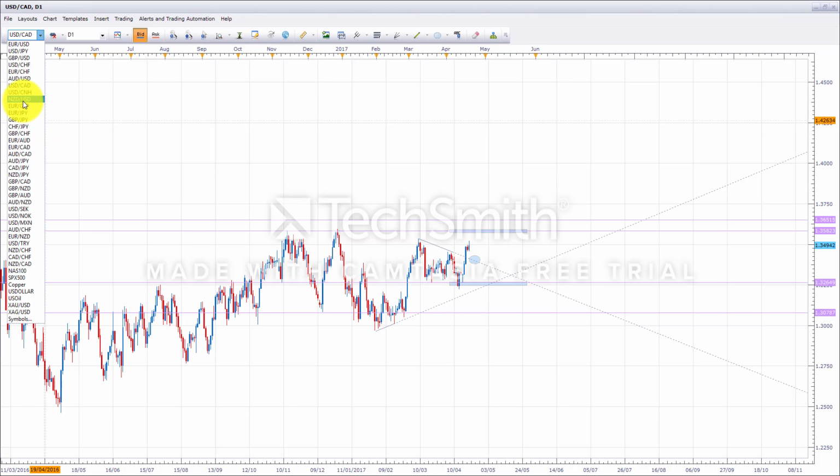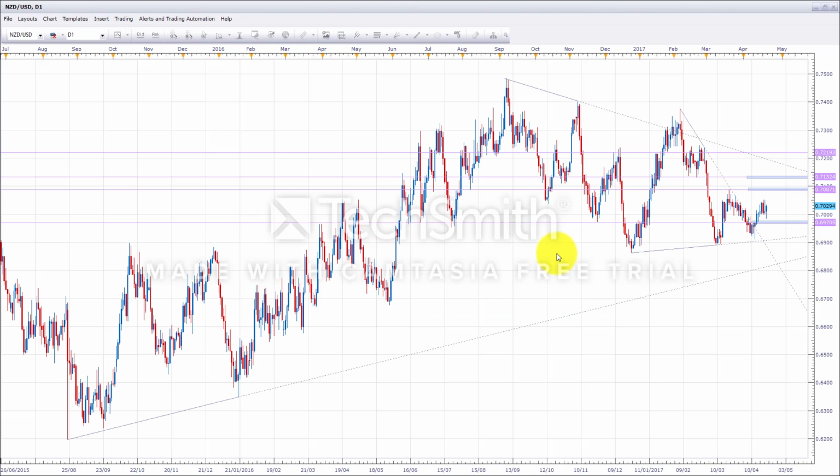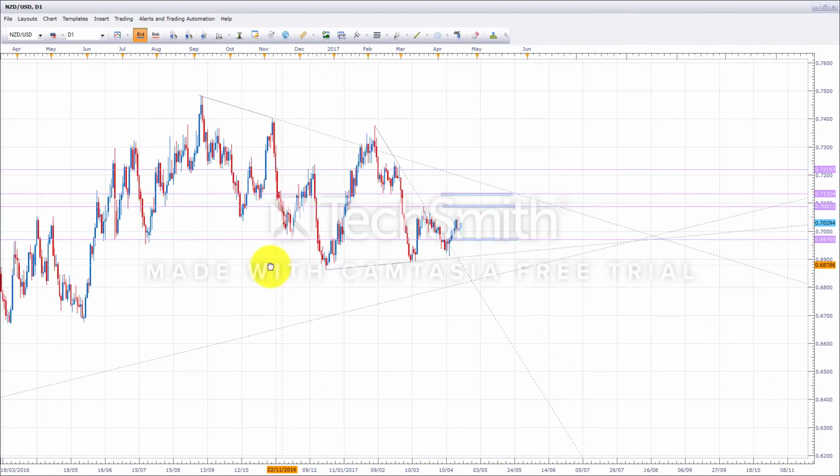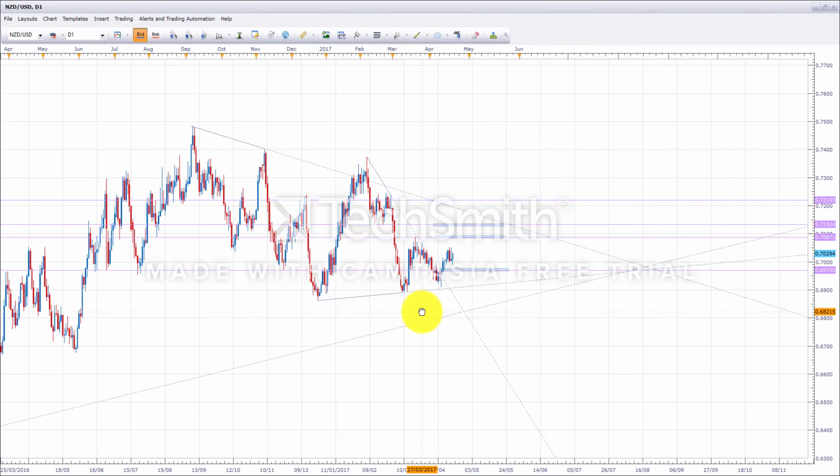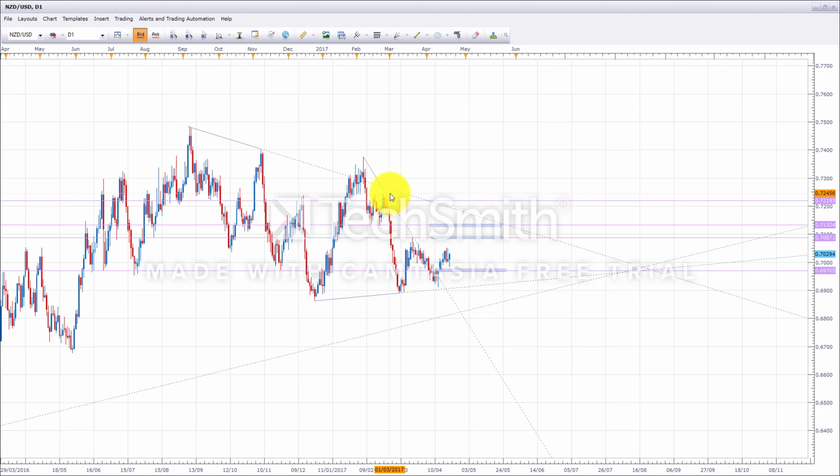The next pair I'd like to look at is New Zealand US dollar. Now the New Zealand US dollar, you can see it has been bouncing around in this kind of corrective structure for a while now. Last week we did get a break above this downward sloping trend line here. As you can see, this trend line and this trend line here puts this in a wedge type formation. However, we did get the breakout of the downward sloping trend line here, and we did also get a break above the 0.6970.